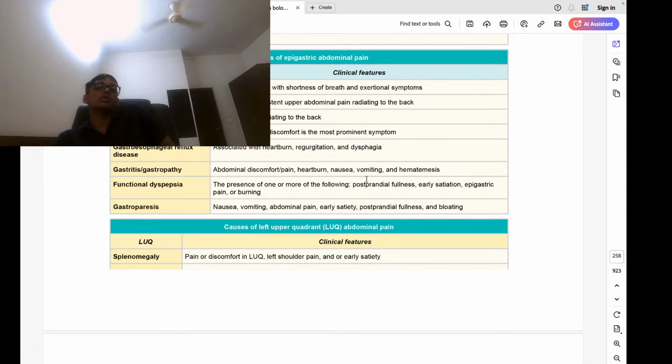Acute MI, acute pancreatitis, chronic pancreatitis, peptic ulcer disease, gastroesophageal reflux, gastritis, gastropathy. Functional dyspepsia: presence of one or more of the following: postprandial fullness, early satiation, and burning epigastric pain. Gastroparesis: nausea, vomiting, abdominal pain, early satiety, postprandial fullness, and burning. Acute onset radiating to the back: epigastric pain radiating to the back.